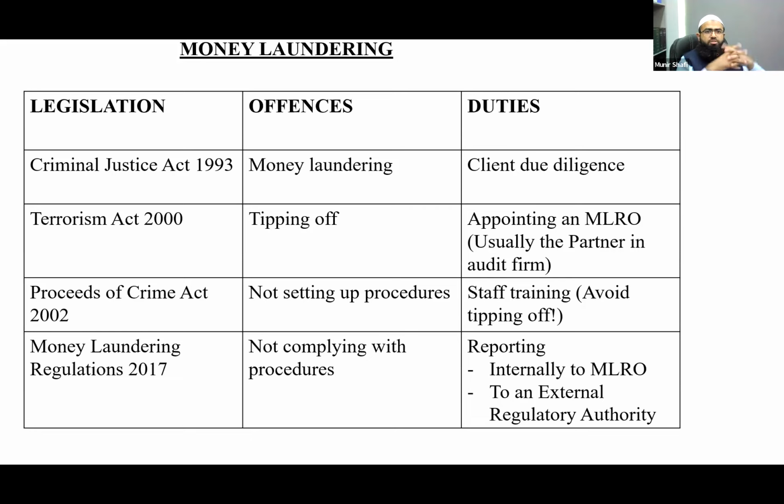Offenses: not setting up procedures. Suppose my chartered accountancy firm has not set procedures for money laundering reporting. That's a weakness on my part. I am responsible to set up the procedures. That's an offense if I have not. And the recognized supervisory bodies are very much following up in respect of money laundering regulations, speaking specifically from the Pakistan context. Another offense is not complying with the money laundering procedures, whatever they are.